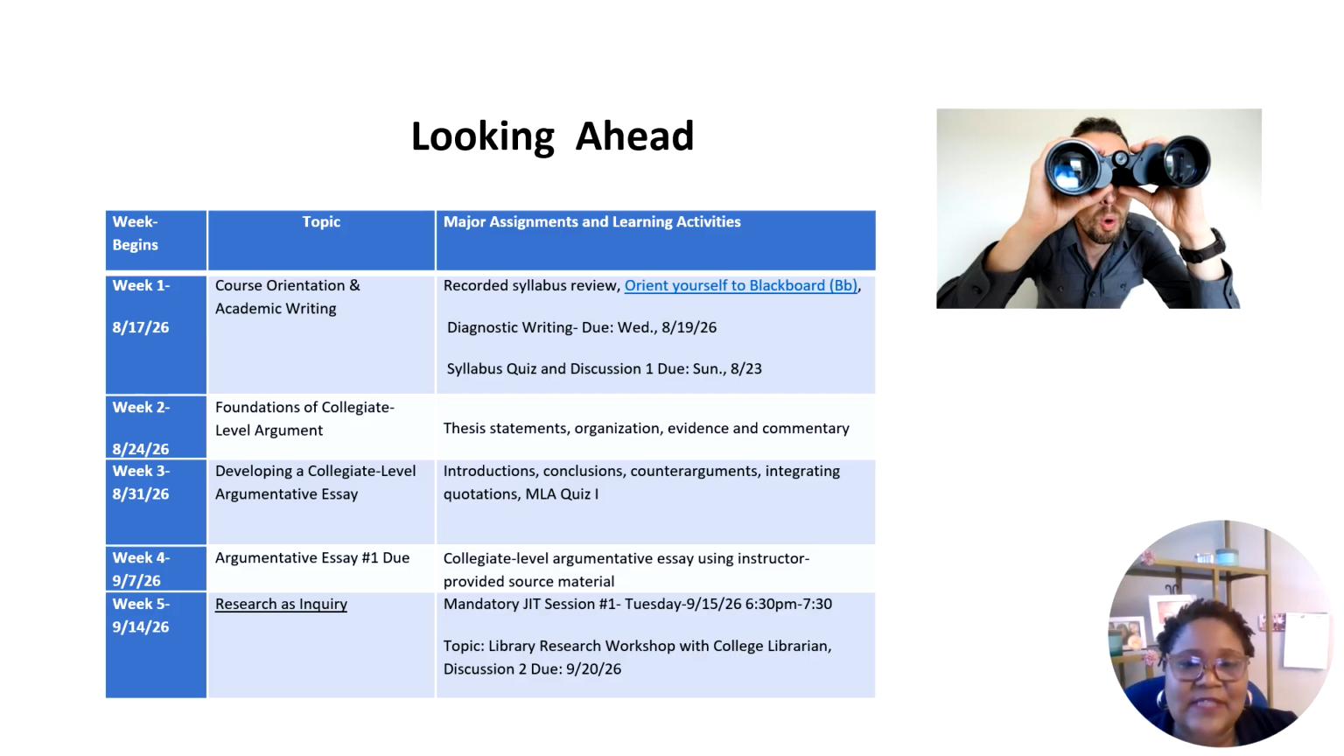This is what happens after you write your text evidence. How do you analyze it? How do you elaborate on it? How do you comment on it without being redundant or plagiarizing? After that, we will dig into development of a collegiate level argument essay. Here we have the foundational items in week 2, and then week 3 we will dive into the actual essay.